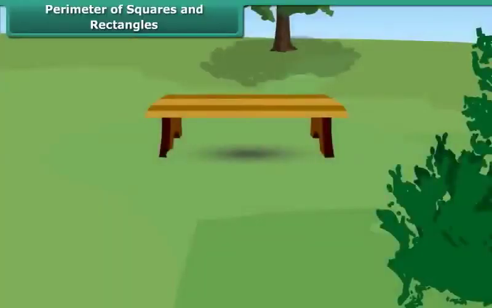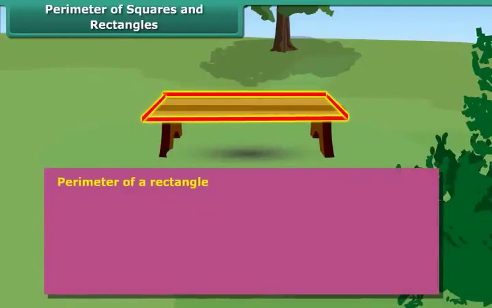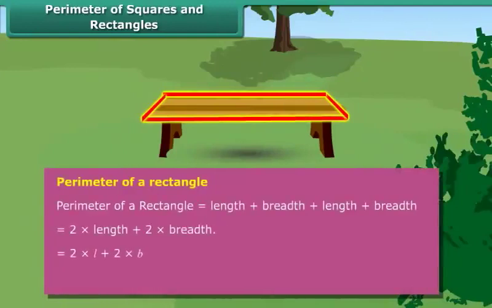Can you find the perimeter of the rectangular bench in the park? Yes, we have the measures of the length and breadth of the rectangle. The perimeter of a rectangle is the sum of its lengths and breadths.